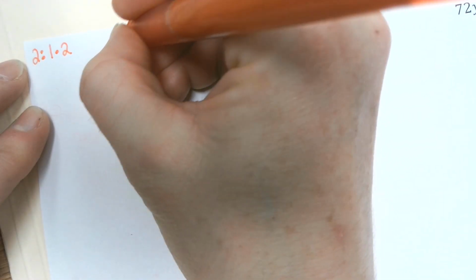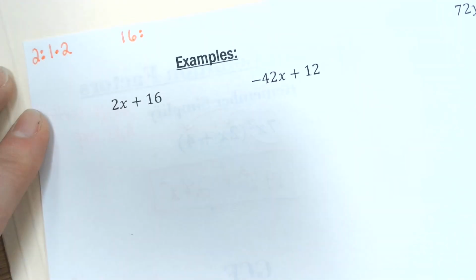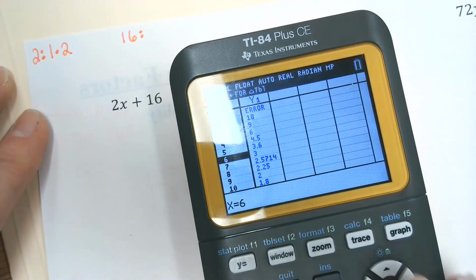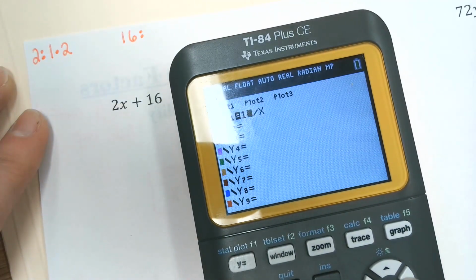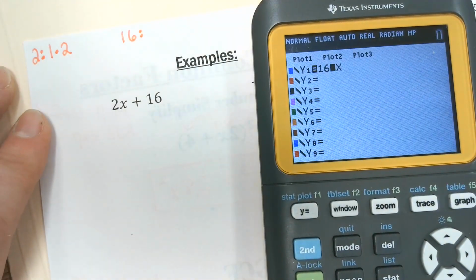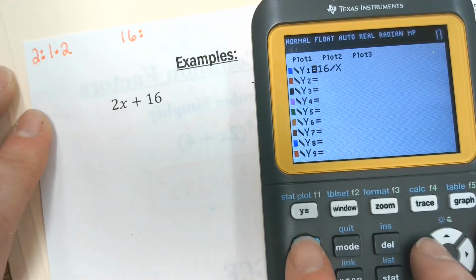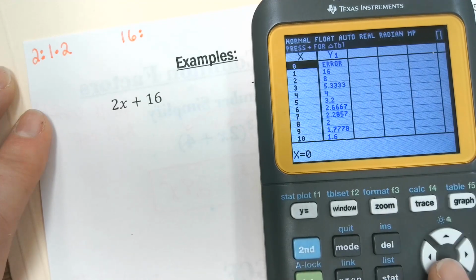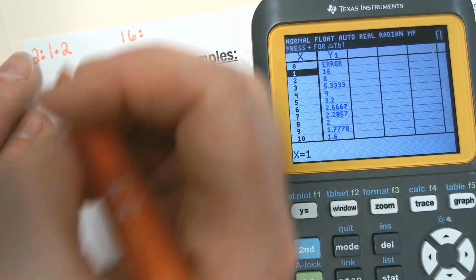And then 16. So if you're unsure, you can go to y equals, put in 16 divided by x. You should be doing this in your calculator because this is good practice. Once you put it into y equals, hit second graph, and we're going to list them all out.